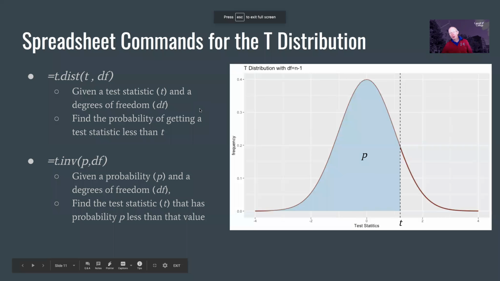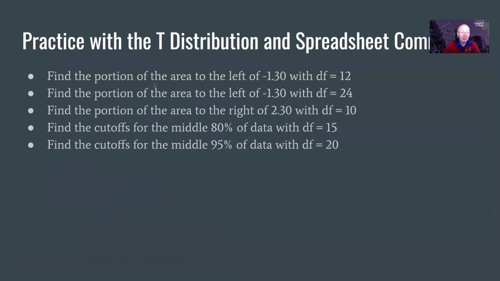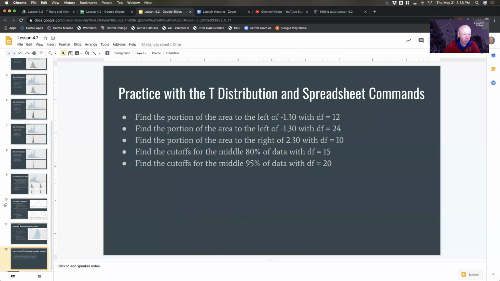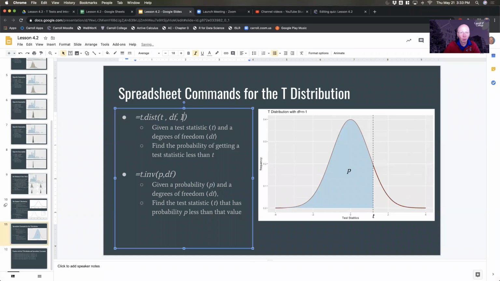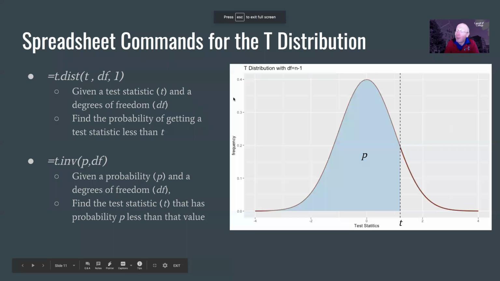Okay, beautifully enough, the spreadsheet commands for the t-distribution are basically the same as what, I have a small mistake here. I'm going to fix it while I'm on video, because it's the mistake that we all make. That stupid little 1 there. All right. Okay, basically, the spreadsheet commands for the t-distribution are the same as they are for the normal distribution.